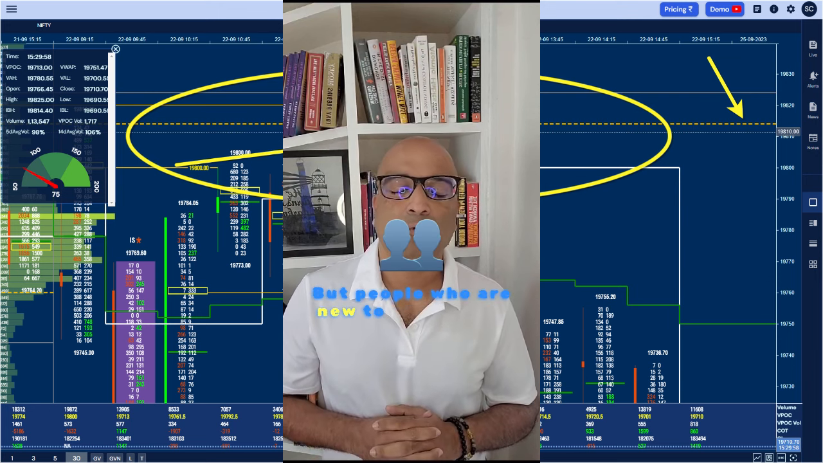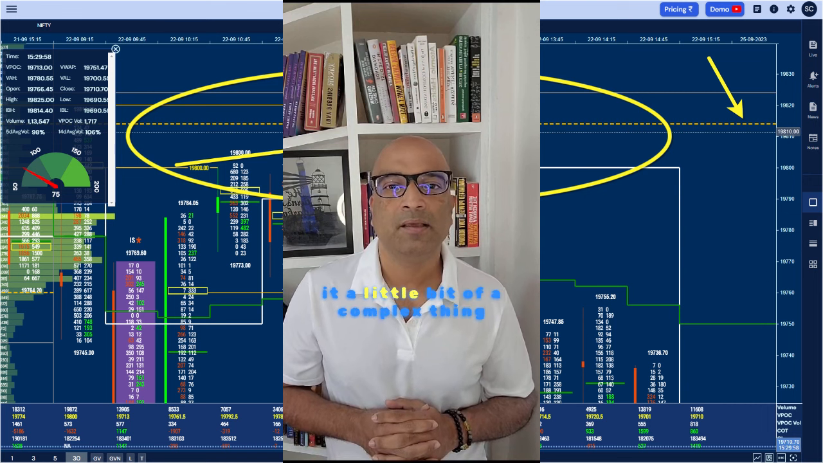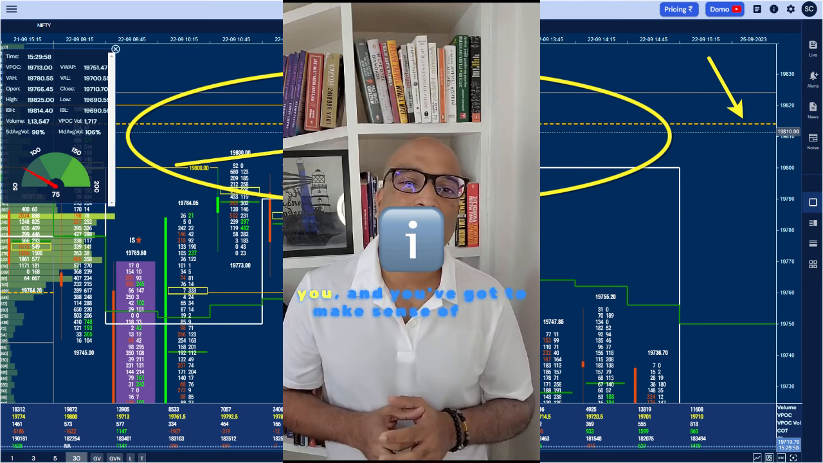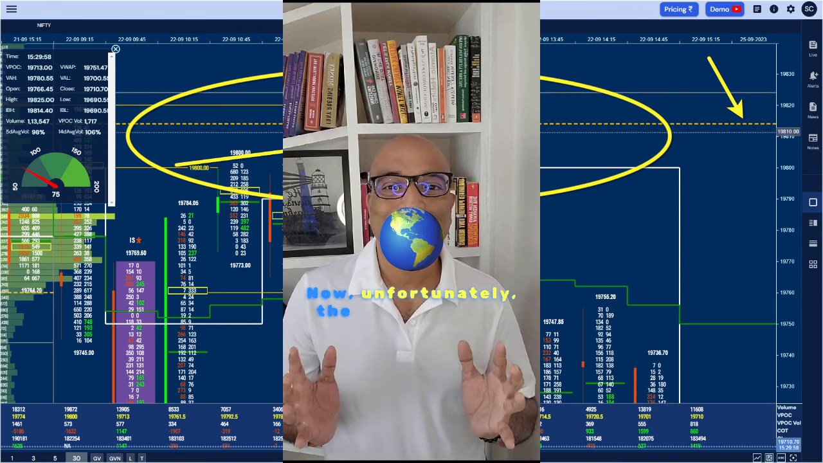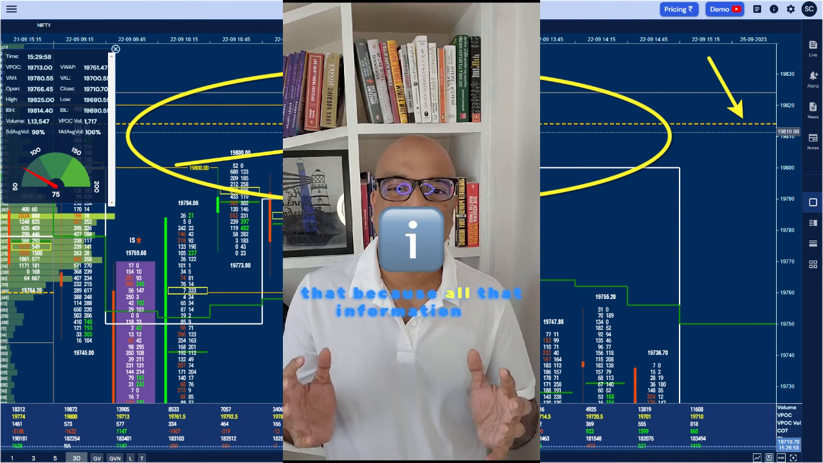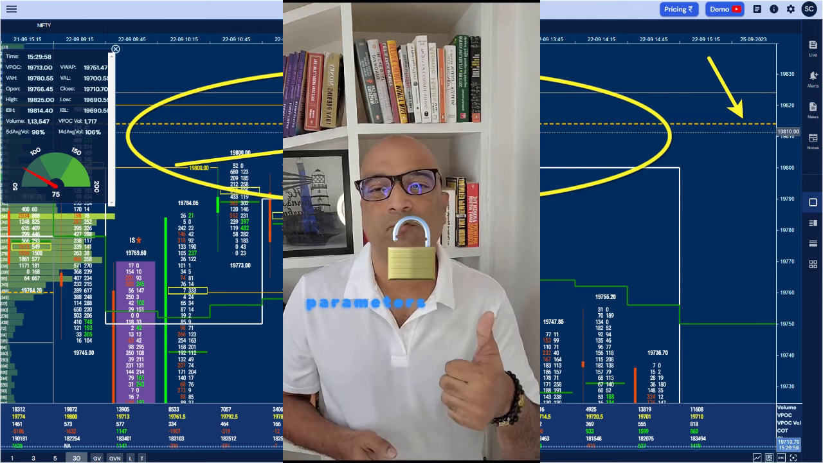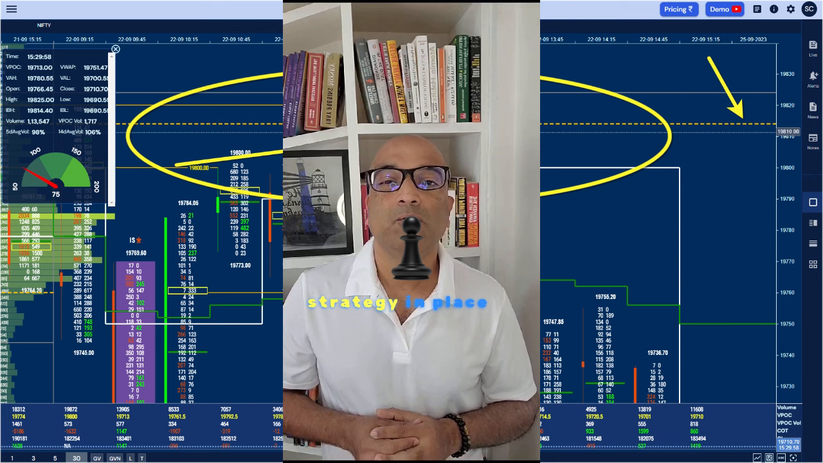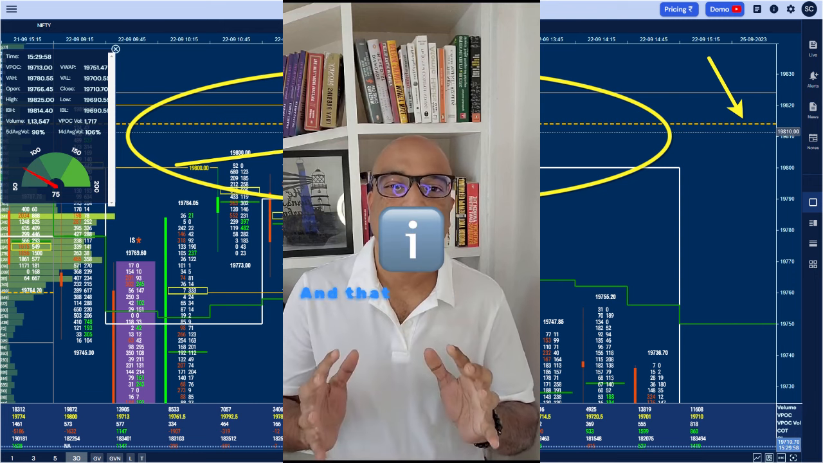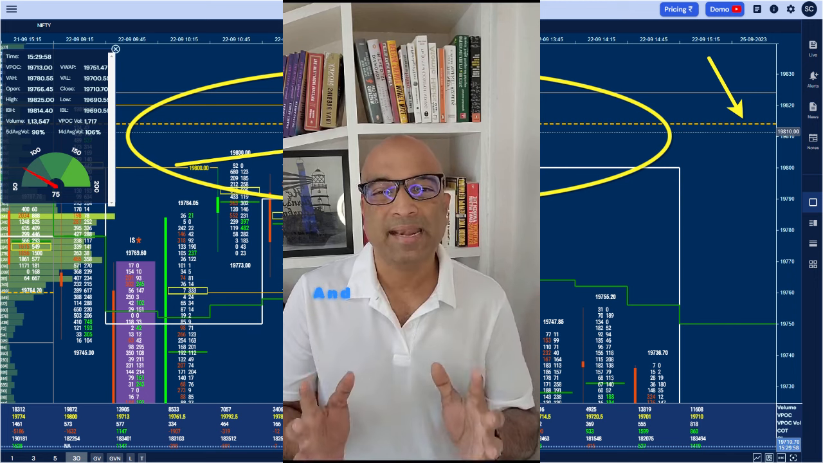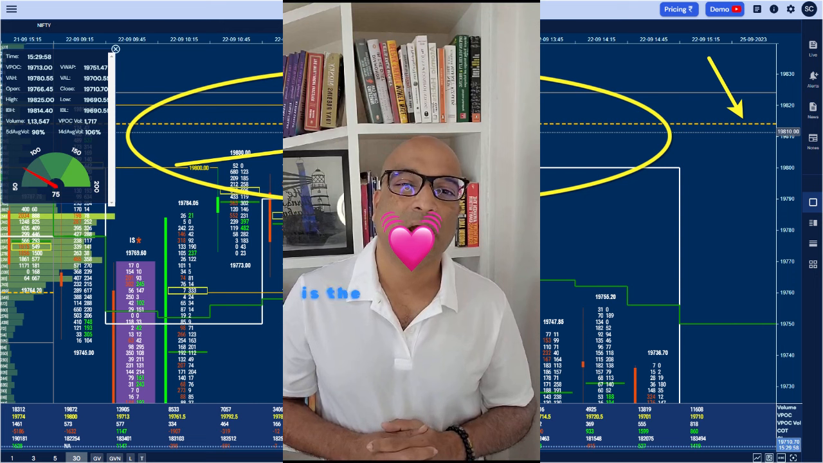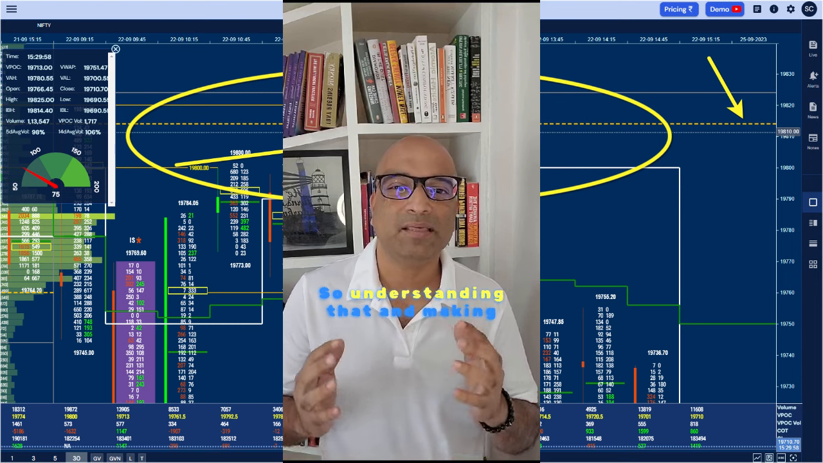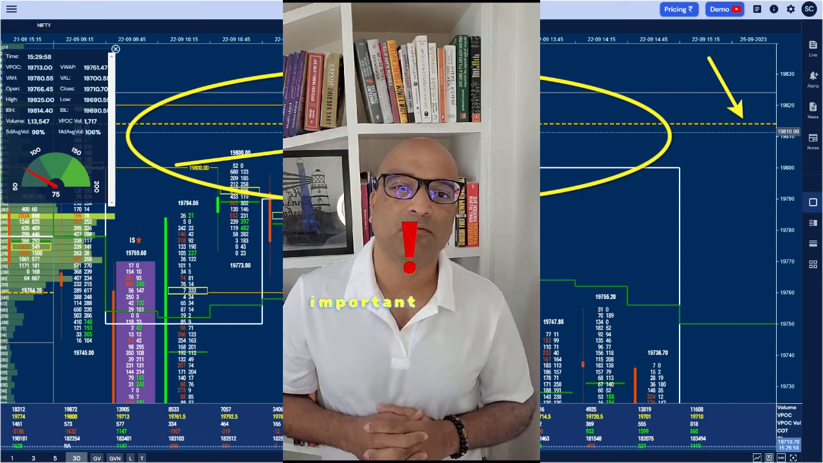But people who are new to order flow may find it a little bit complex, because there is a lot more information coming at you, and you've got to make sense of that information. Unfortunately, the world of order flow is such that all that information is coming at you, and it's more than just those 4 parameters of open, high, low, and close. You need to have a certain mechanism, a strategy in place to make sense of that information. And that information is nothing but demand and supply. Anybody would tell you that demand and supply is the heartbeat, the absolute pulse of the market. So understanding that and making sense of that becomes very important for us as traders.